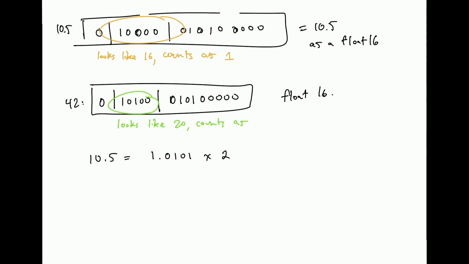Looks like 20, but it counts as 5. Okay, so 10.5 is this. Okay, hold on. I think I've made an arithmetic mistake here. No, I'm looking at 10.5. All right, let me just double check that I didn't make a mistake last time, because that doesn't look correct for 10.5.